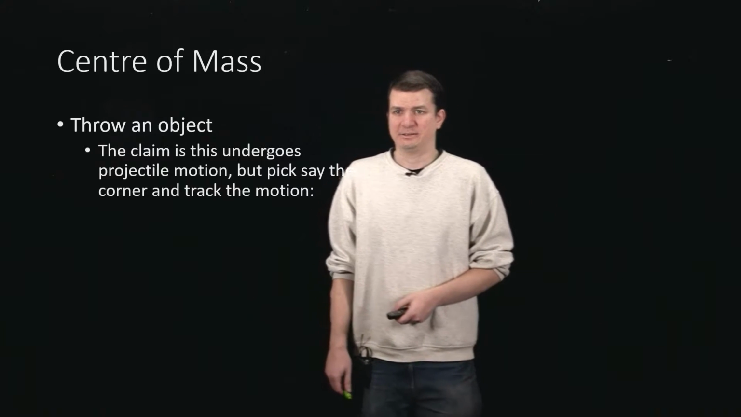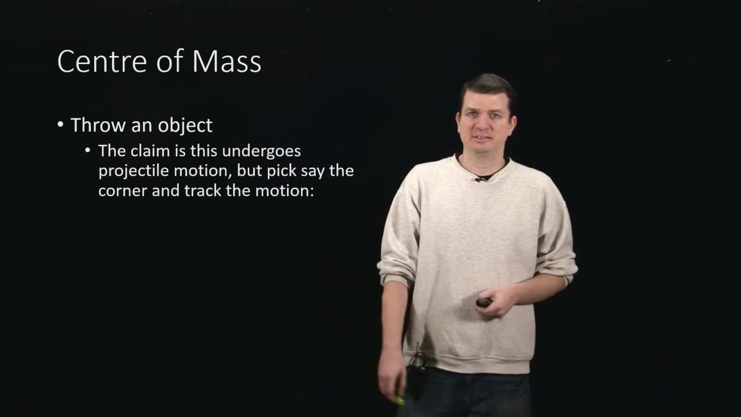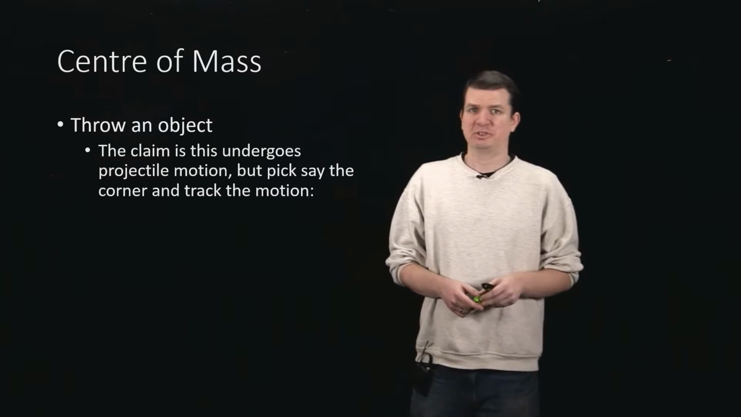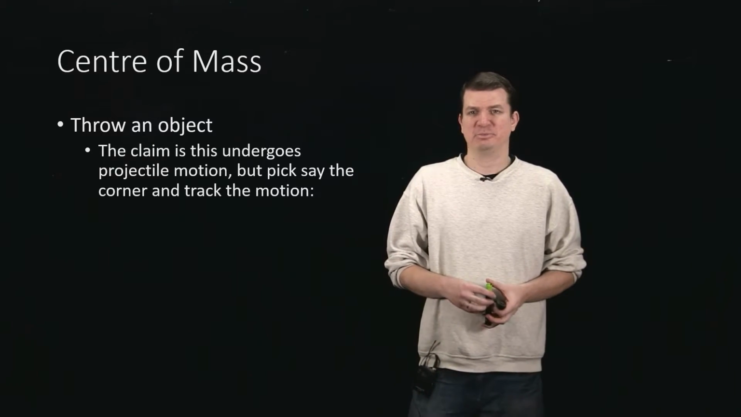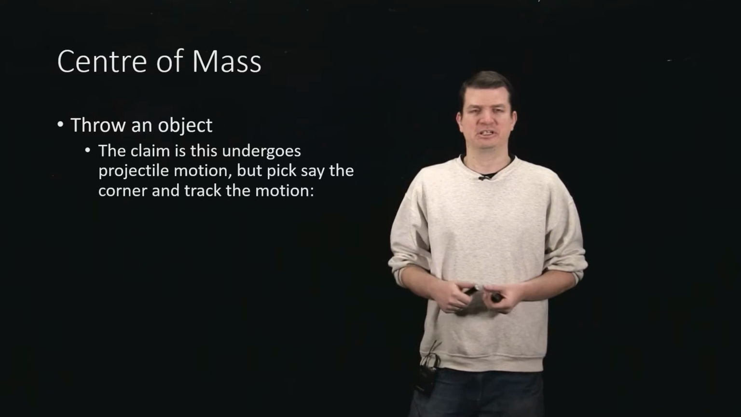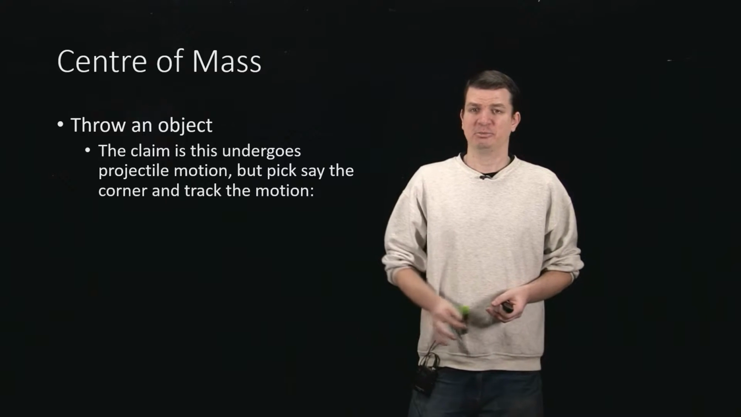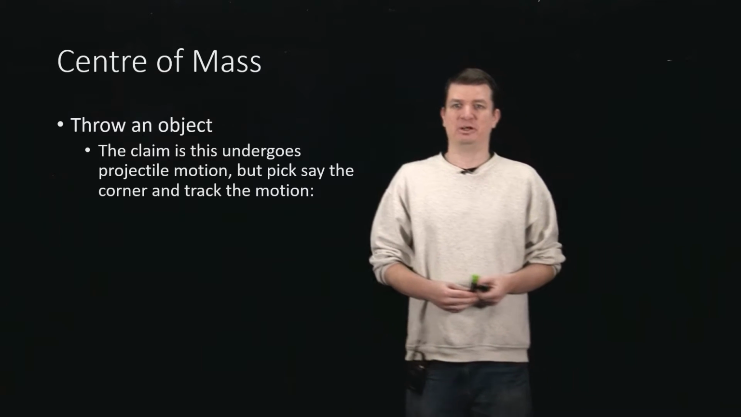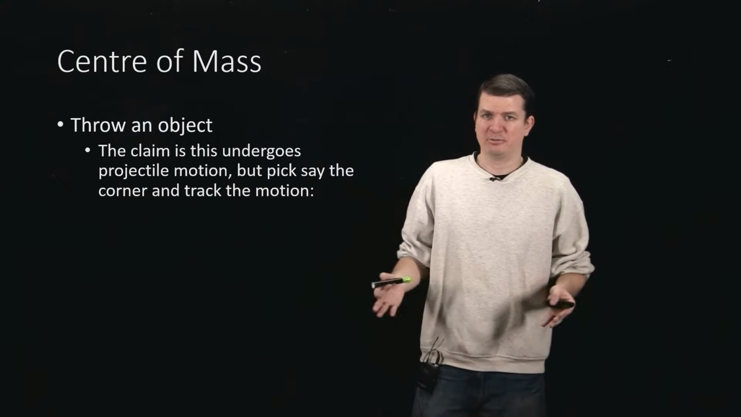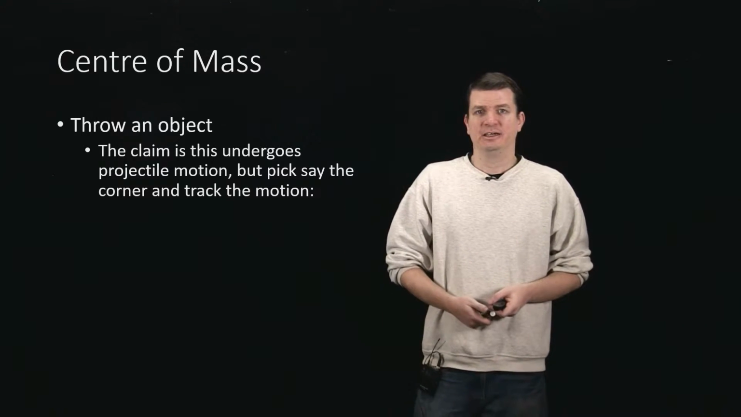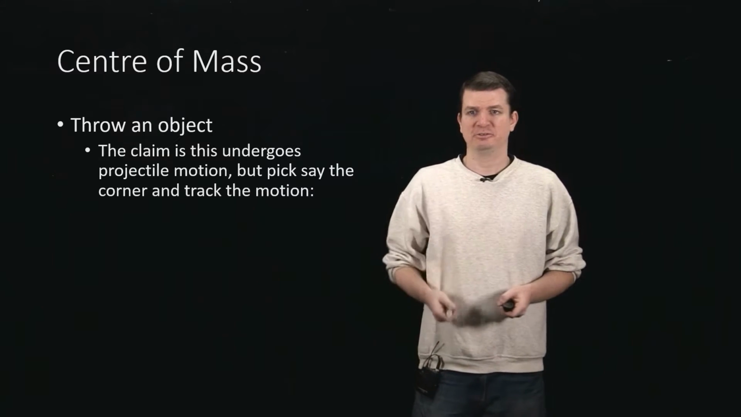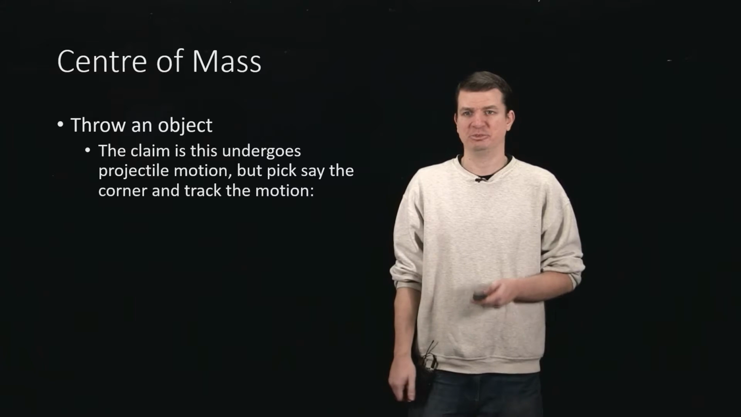So, what is it? Well, to answer that, let's think all the way back to when you were learning about projectile motion. I'm sure that somewhere somebody made a claim that if you throw something, it's going to undergo projectile motion, and what that means is it will make, supposedly, a parabolic trajectory. So let's put that to the test. Say I'm going to throw a rectangular object, and what I'm going to do is pick one of the corners and trace out how that thing actually moves.